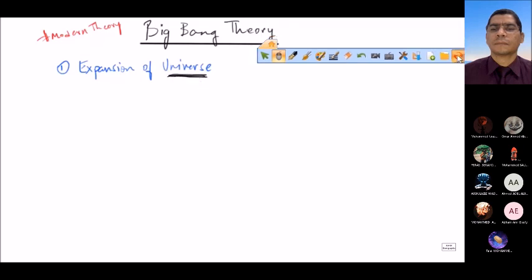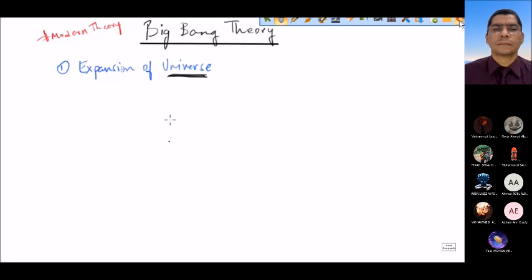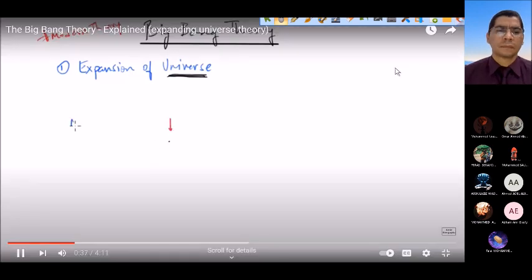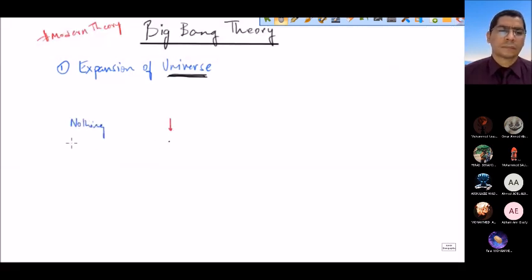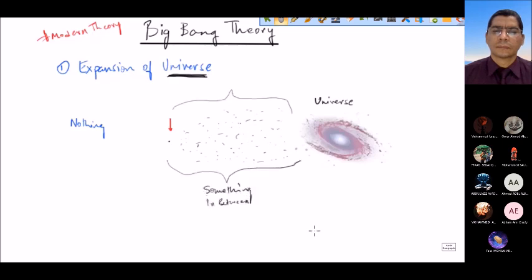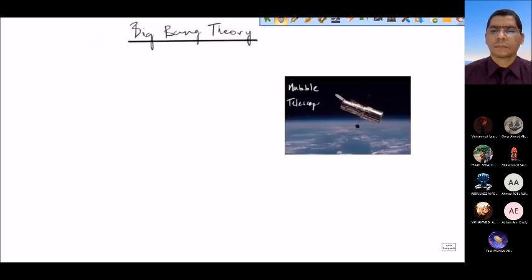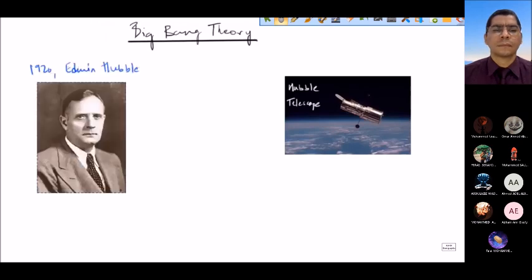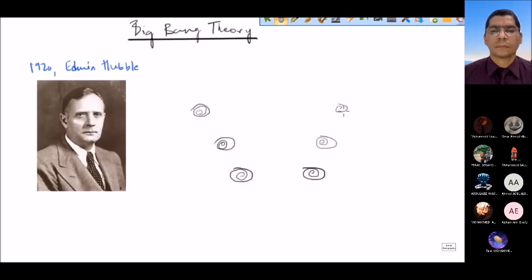Now, many discoveries in astronomy and physics have shown beyond a reasonable doubt that our universe did in fact have a beginning. Prior to that moment, there was nothing. During and after that moment, there was something, that is our universe. The Big Bang theory is an effort to explain what happened during and after that moment. So how did we come to this conclusion? In 1920, Edwin Hubble provided evidence that the universe is expanding. Edwin Hubble is the same guy after whom the famous Hubble Space Telescope is named. He said, as time passes, galaxies move further and further apart.